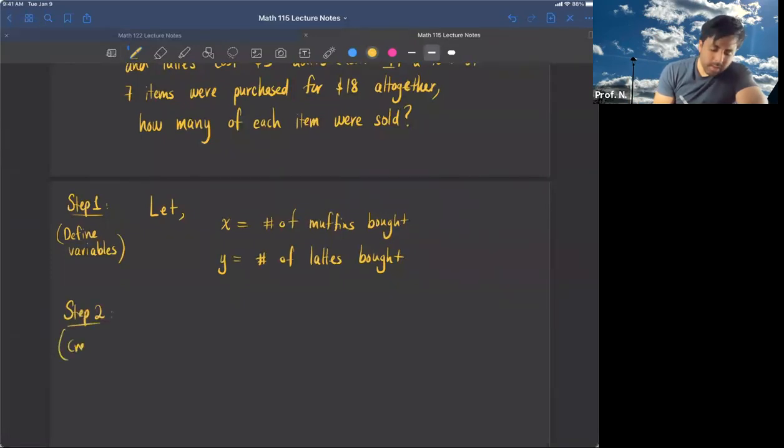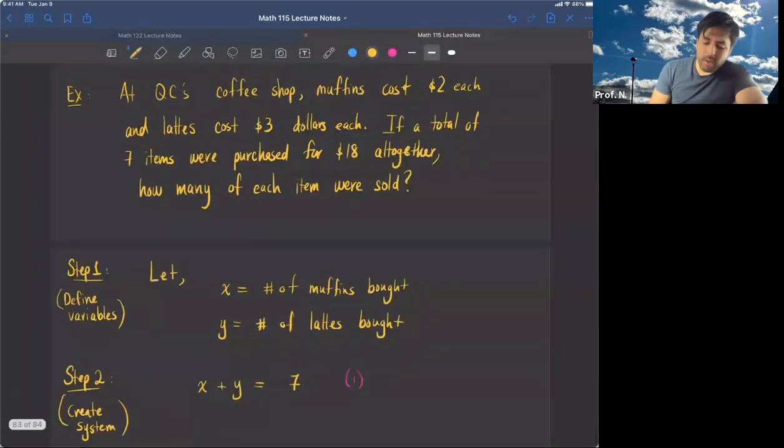Now we create the system. What's the system? Well, we know that whatever they are, X plus Y, so the sum of the number of muffins and the number of lattes, if you put them all together, they have to equal what? 7. Okay, and then that's the total number of items.